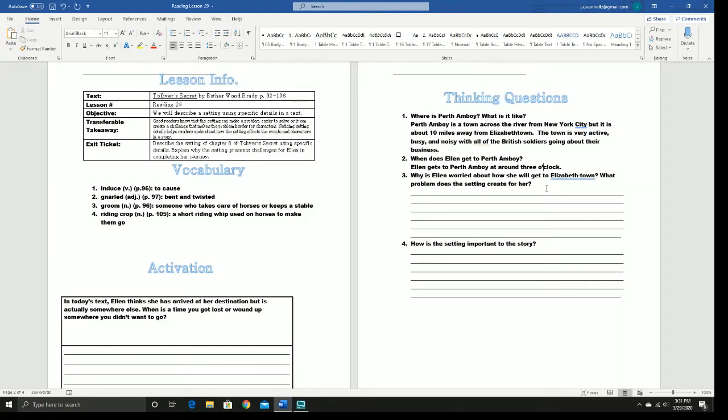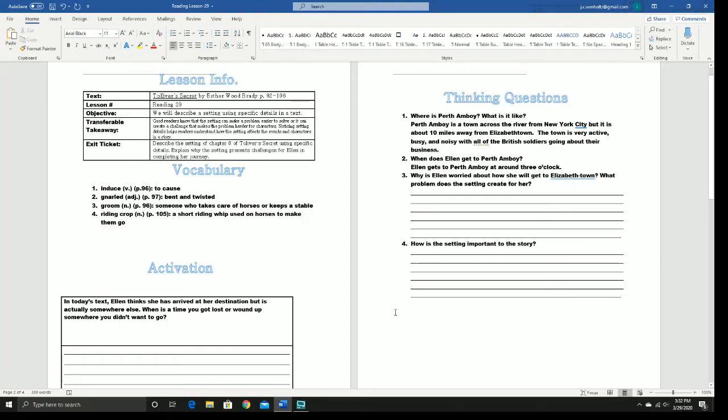The first is that it's 10 miles away. That's really far for her. She's walked 10 miles before, but only once, and she was with her mother. So that's a really, really challenging thing. Another thing is why she's worried about it. It's because she's worried that it's going to be dark. She's worried that it's going to be nighttime, and that with all these soldiers about, she doesn't know what's going to happen there. And so both of those things are why she's worried about how she will get there.